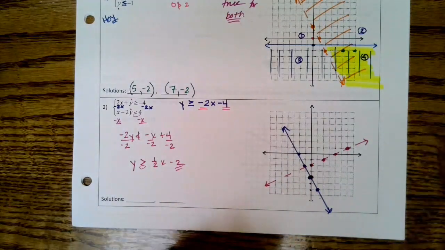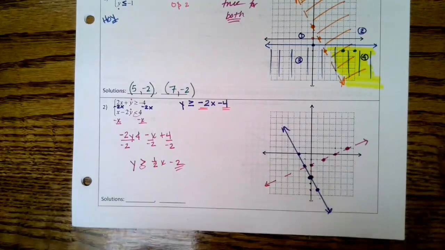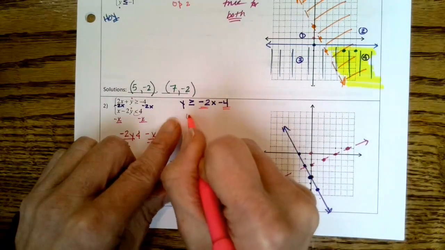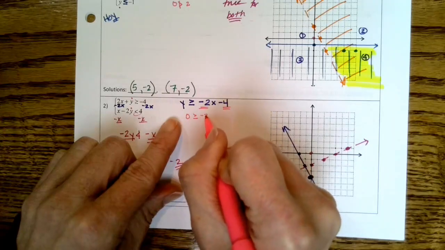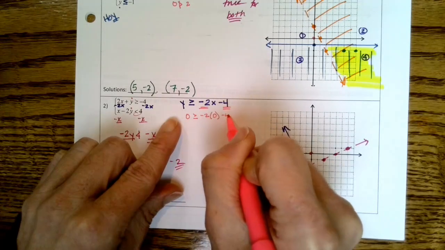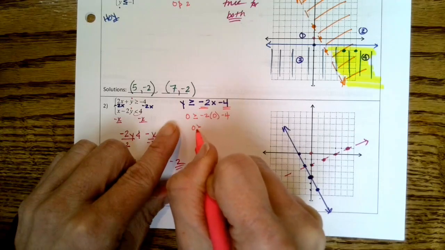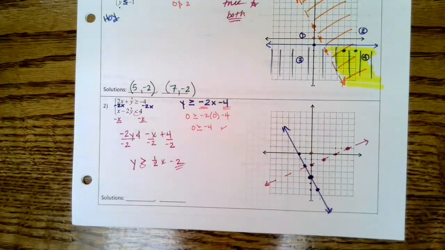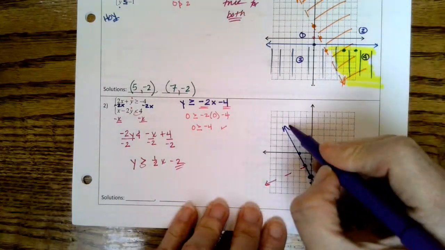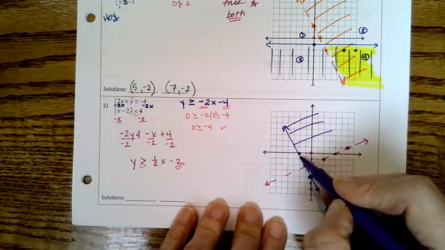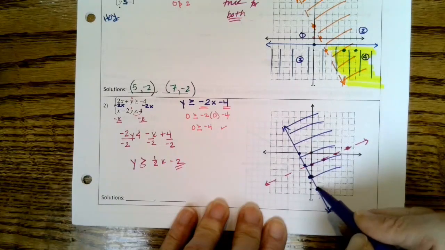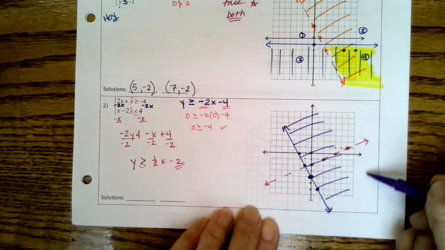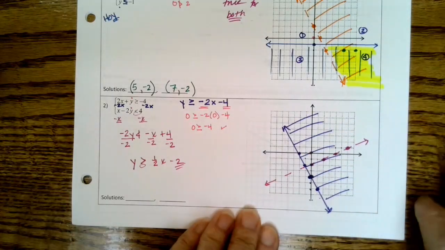Okay, so now let's go back and find our test points. With our purple graph, if I test 0, 0, is 0 bigger than or equal to negative 2 times 0 minus 4? Is 0 bigger than or equal to negative 4? Yes, that's true. So for my purple graph, I'm going to color on this side of the graph. Here's where all the solutions are.